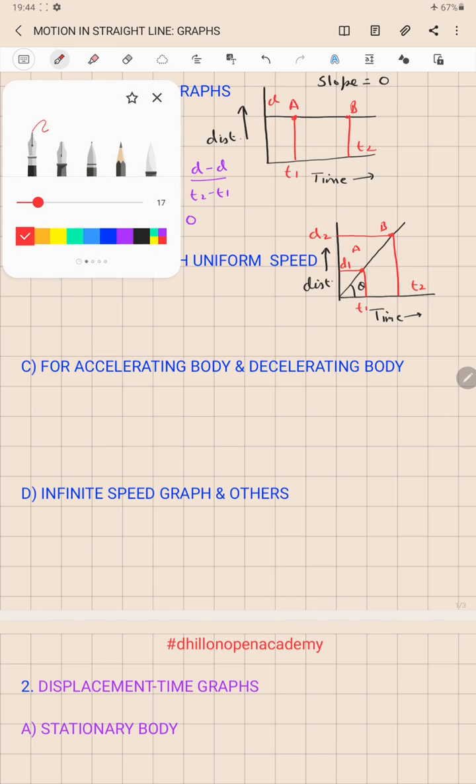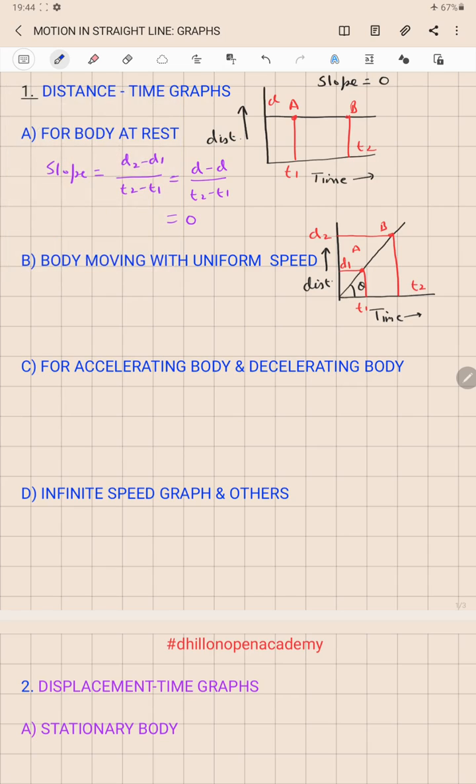In this case, when we move from point A to B, the distance covered is equal to d2 minus d1 and the time taken is t2 minus t1. So in this case, the slope is equal to d2 minus d1 over t2 minus t1, which is giving us the uniform speed of the body.